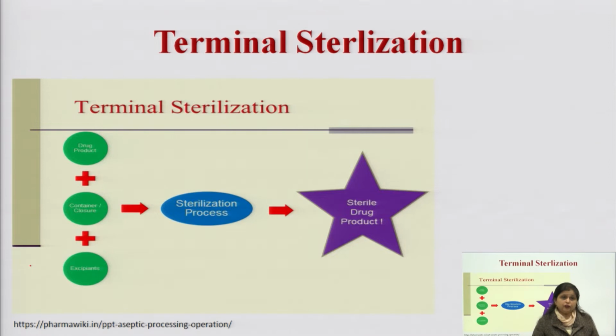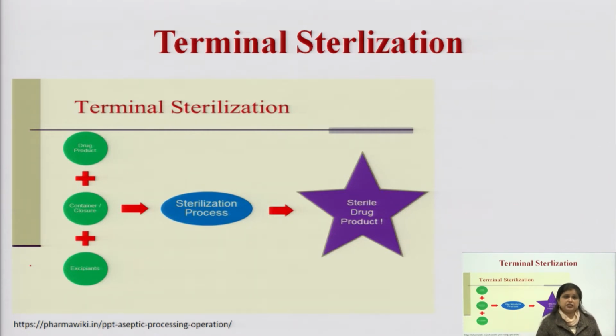For that, what do we need to do? As we do not want any type of contamination within those products, we have to do the sterilization, and sterilization can be either terminal sterilization or in-process sterilization. Now, what is the difference between terminal sterilization and in-process sterilization?